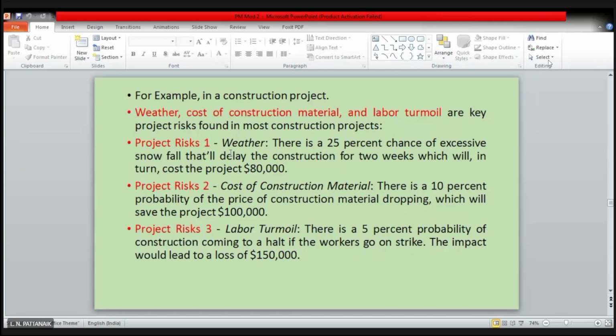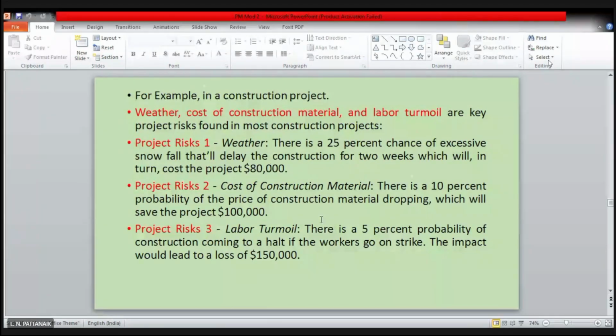Similarly, for example, weather. But somehow, suppose you know there is a 25% chance of excessive snowfall that will delay the construction for 2 weeks, which will in turn cost the project $80,000. So this is the impact. $80,000 will be the cost impact on your project, just like your $60 in the previous example. If there will be 2 weeks of work interruption, there will be a loss of 80,000 to the project, and there's a chance of 25% of snowfall. So this is the data regarding the first project risk.